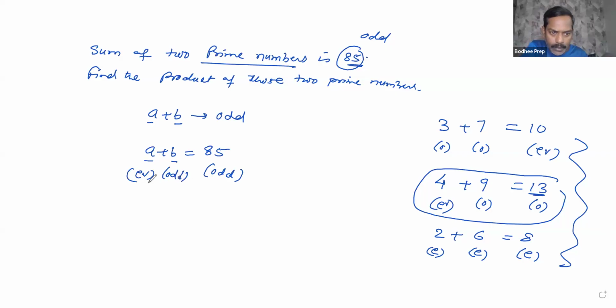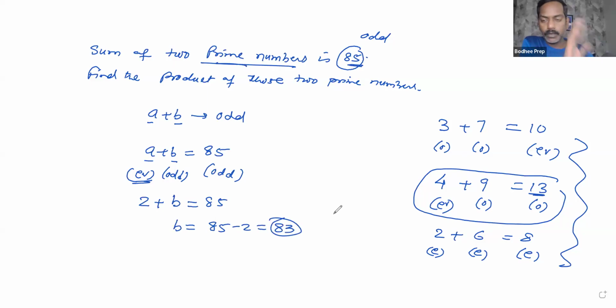Even prime. Which one is the even prime? 2. There is no other prime number which is even other than 2. So one has to be 2, the other, say, B. 2 plus B should be equal to 85. If we want to find the value of B, it should be equal to 83. Yes, 83 is a prime number. We just saw, I wrote all the 25 prime numbers for you. 83 is a prime number. So now we have identified both the prime numbers. One is 2 and the other is 83.